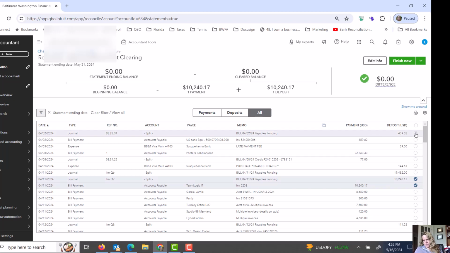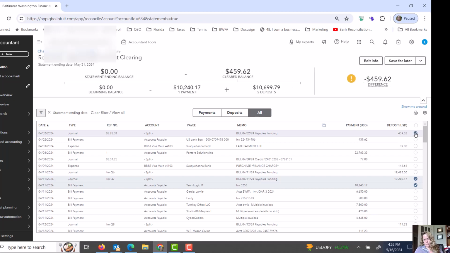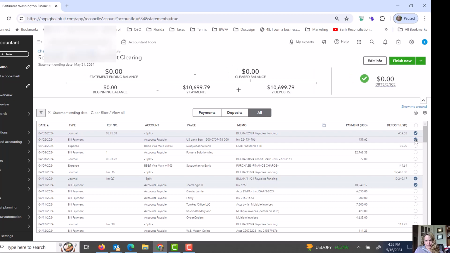Again, I see here, this is a funding event. It's a deposit into the bill.com account. There's a corresponding payment, i.e. a bill that's been paid. So again, we select both of those. We have a $0 difference.